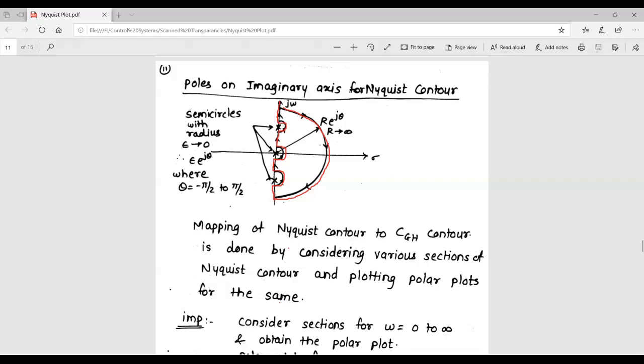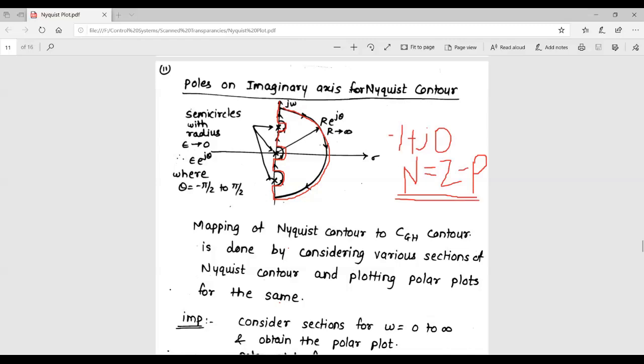After sketching the polar plot, we need to check how many times it is encircling the critical point -1 + j0, and that gives you the value of n. We have already calculated the values of z and p. So if you have z minus p is equal to n, or what we can say, when z is equal to 0, n plus p must be equal to 0. If that is satisfied, then we can say that the system is stable.